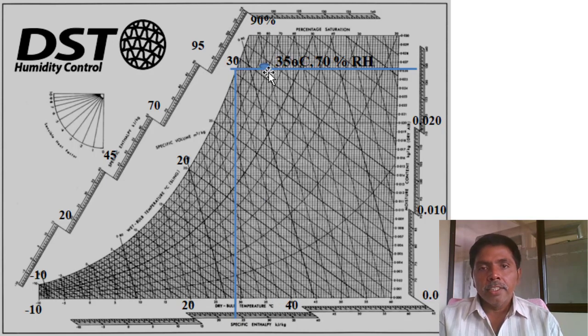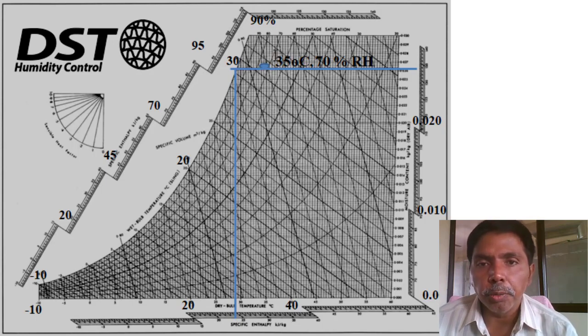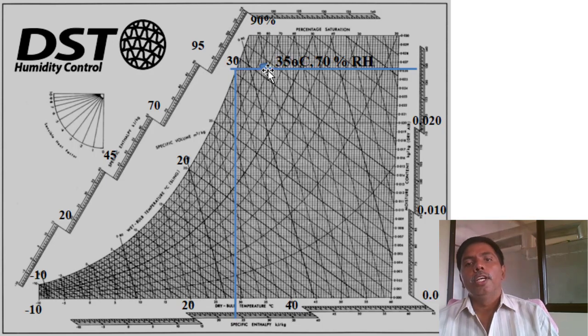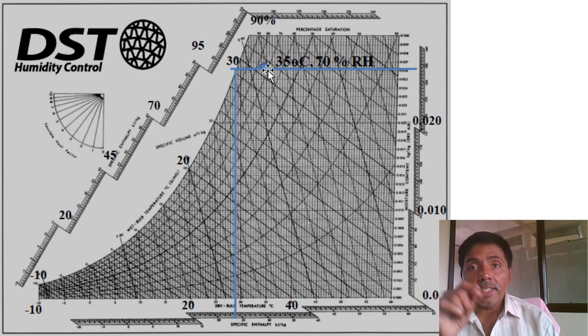And the 70 relative humidity: this is 100, 90, 80, 70. The 70 relative humidity line and the 35 dry bulb temperature line, where they are intersecting, this is the intersection point. So this is the condition of the air we marked on the psychrometric chart.